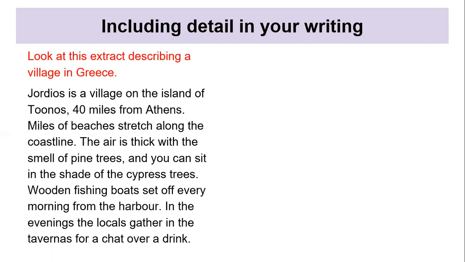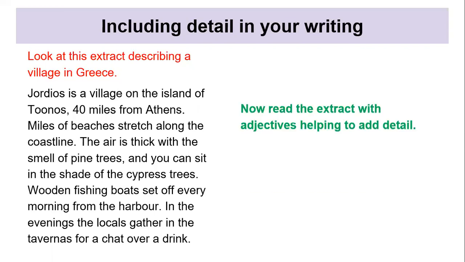So we have got some description in there. We know how far the island is from Athens. We know that it's got beaches. We know about the trees there and the boats. However, we've not got as much detail to help us decide whether this is a beautiful island or a revolting island. What is it like? We need to add in more detail.